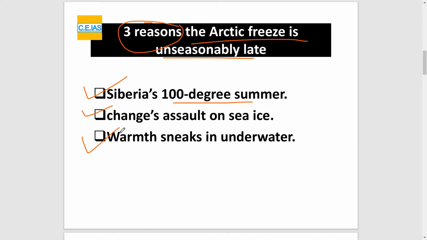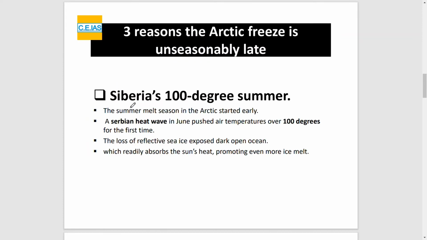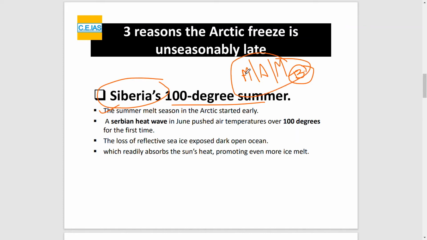Okay, so let's move to the first one. Siberia's 100-degree summer. So let's see this. The summer melt season in the Arctic started early. So basically, the melting season in the Arctic region was starting before its time. And what was the time? Like if it starts melting in March, or April or May, maybe it started before that.